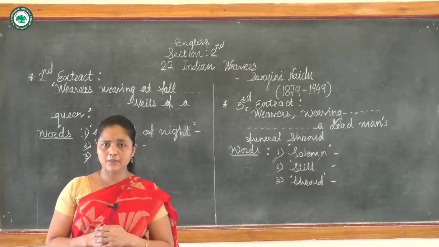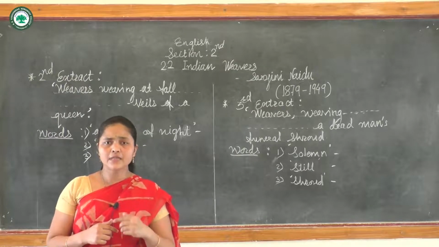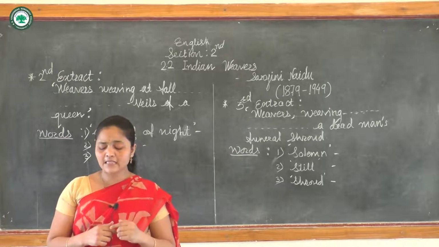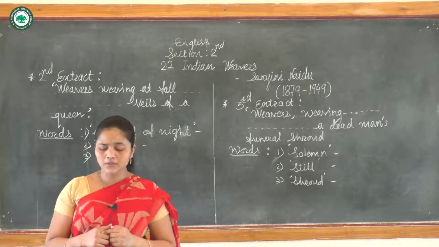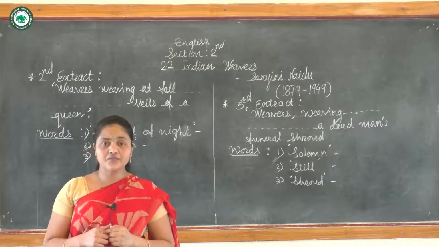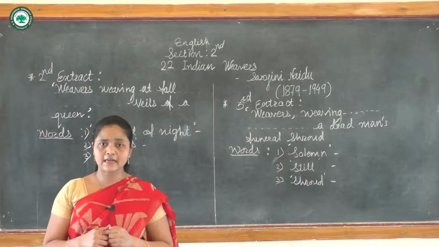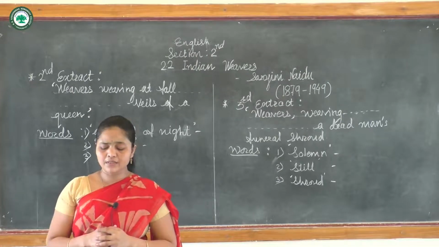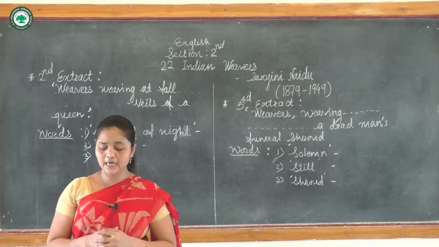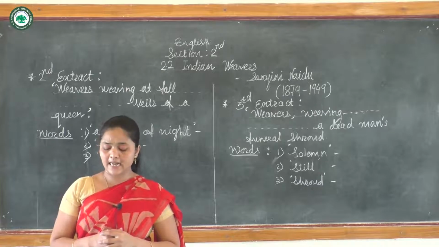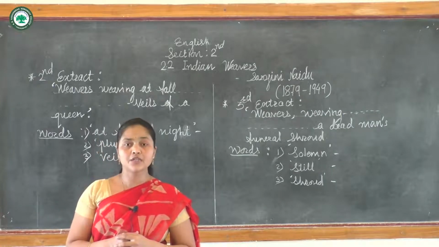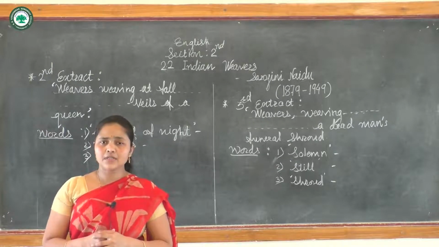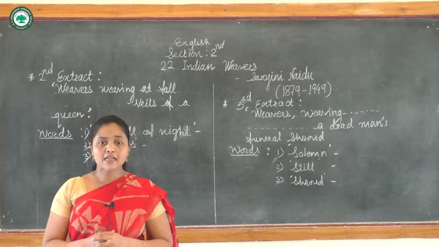The color of that garment, whatever the Indian weavers are making, is white as a feather and white as a cloud. So we weave a dead man's funeral shroud. The last line of the extract is the answer to the question of Sarojini Naidu. The Indian weavers said that we weave a dead man's funeral shroud. What were they making? Definitely, in the last line, the Indian weavers were making a dead man's funeral shroud.